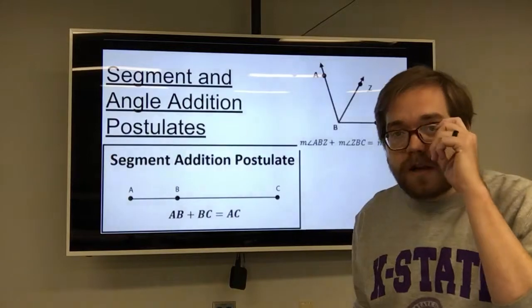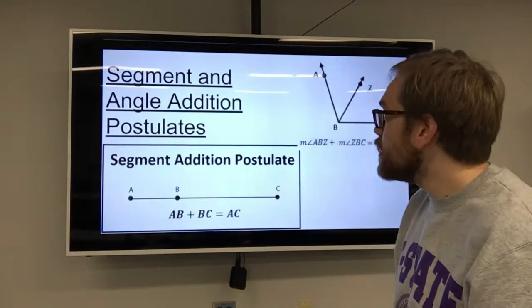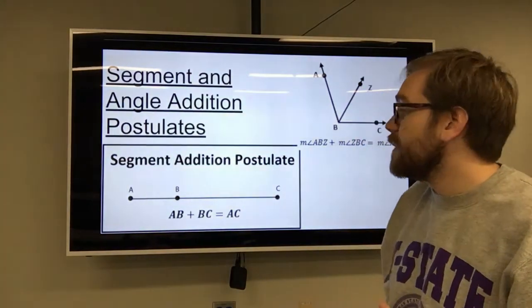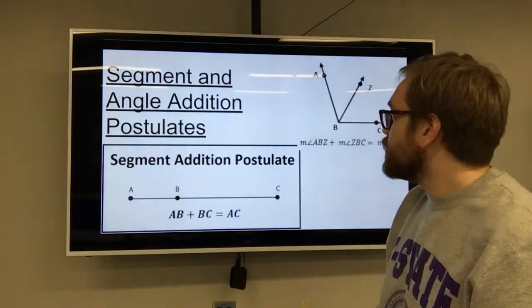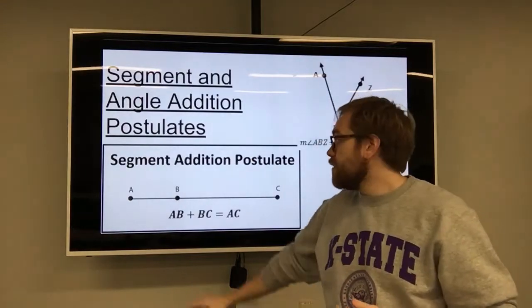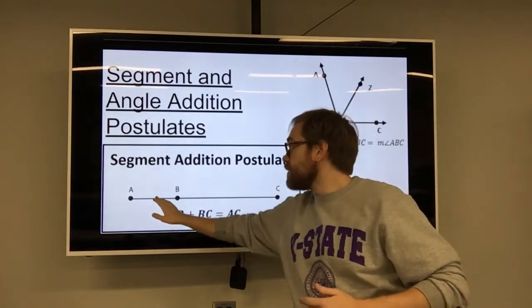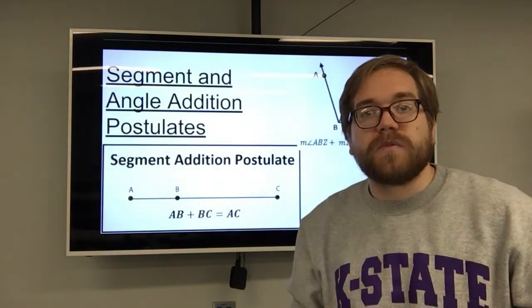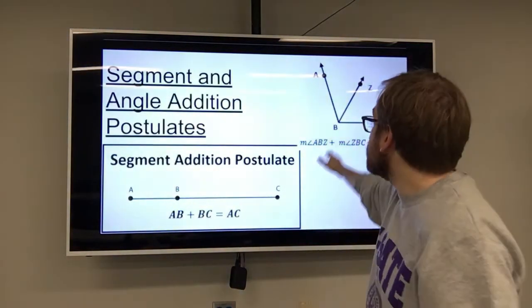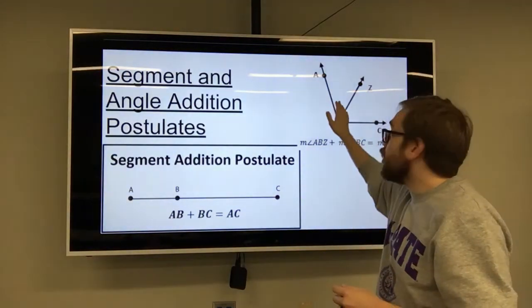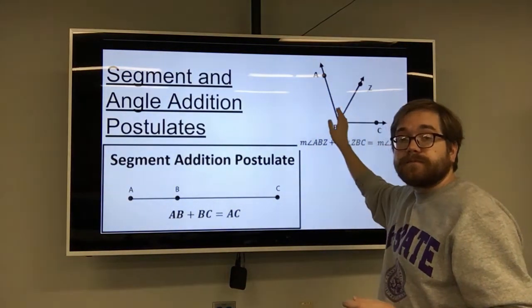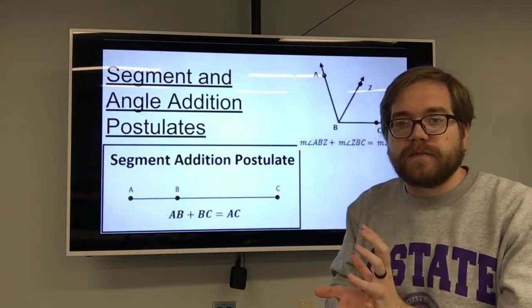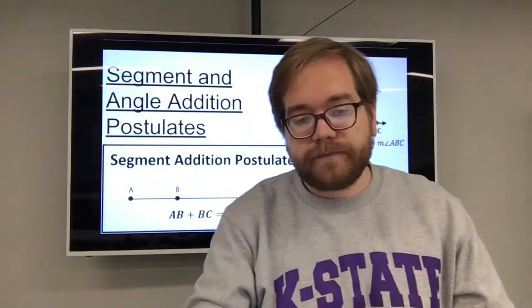In that first unit, we also talked about the segment and angle addition postulates. You'll want to keep those in mind as well. Those might come in handy for some of our proofs, maybe in the next section as well. So remember, the segment addition postulate just says that the lengths of the two parts of the segment add up to the whole length of that segment. Remember, the parts add up to the whole. And the same thing for the angle addition postulate: the two parts of that angle add up to the whole measurement of that angle.